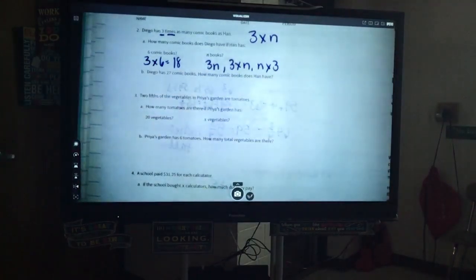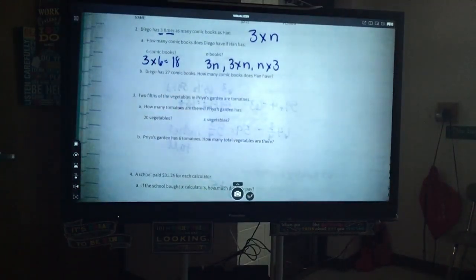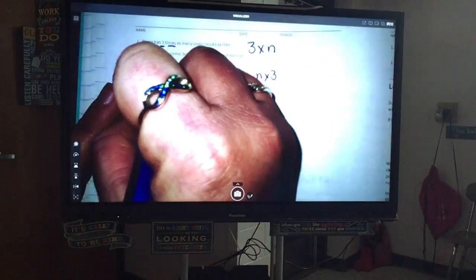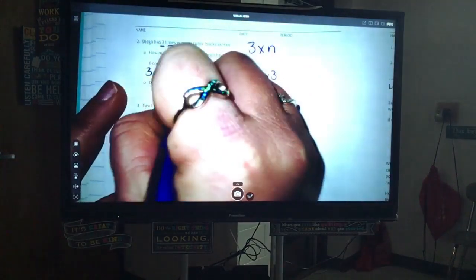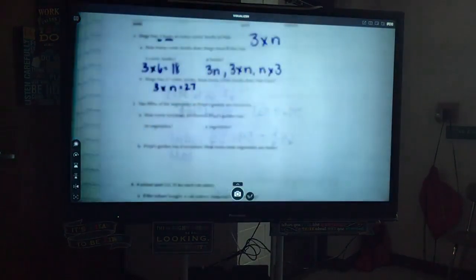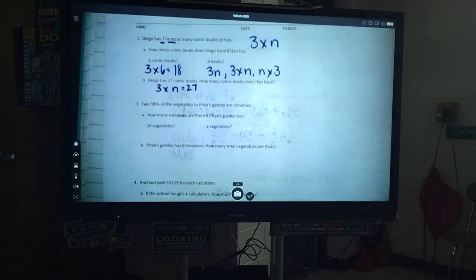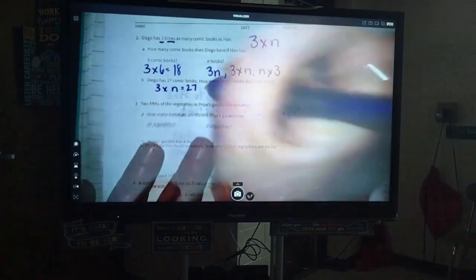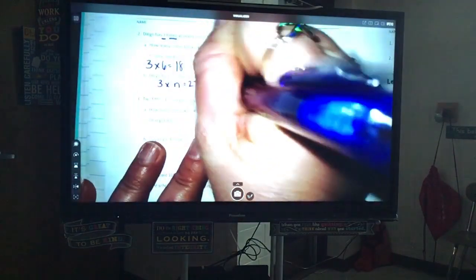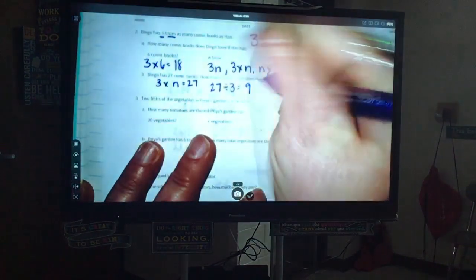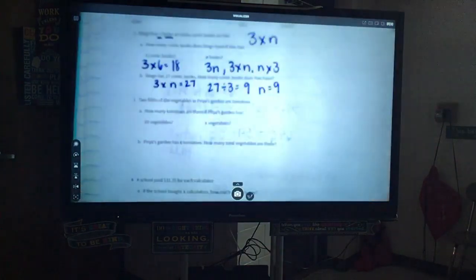All right, so B says Diego has 27 comic books. How many comic books does Han have? So essentially, if you're using this process, this is the way you should set it up, right? And then what operation technically are we going to do to figure out what our n equals? Delilah. Mm-hmm. So you're going to do 27 divided by 3, which gives you 9. So n equals 9 there.